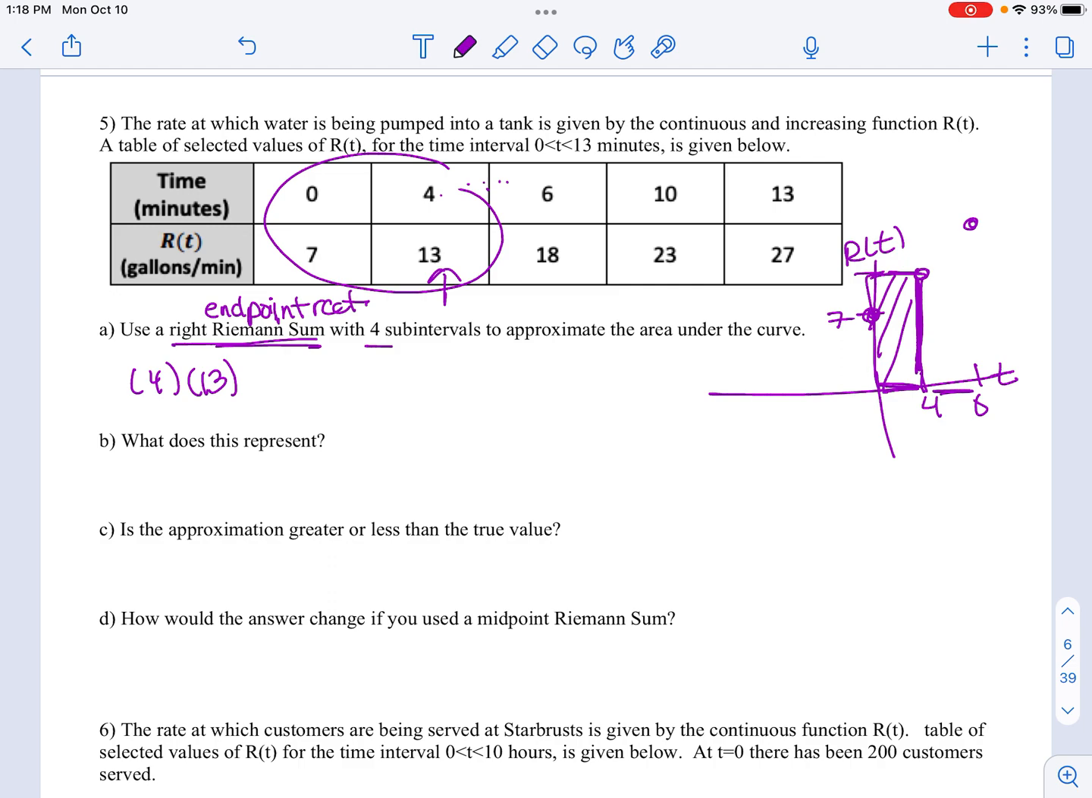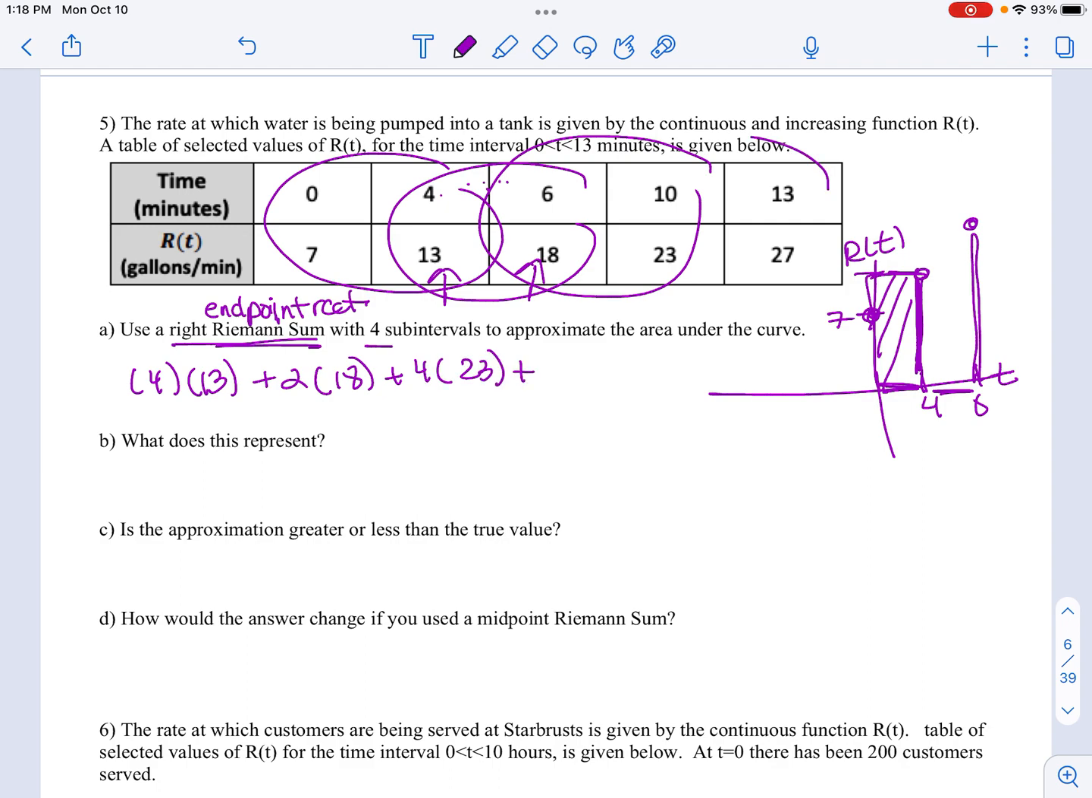And then your next rectangle is going to go from 4 to 6. So notice the width is 2. So the width does not have to be the same in a table. And we're going to use the right number, which this time is 18. So this pattern continues. So the next width is going to be 4. Then the height there is 23. The last rectangle is 3, and the height there is 27. So notice I have 1, 2, 3, 4 rectangles. And if you punch that out, you're going to get 261.